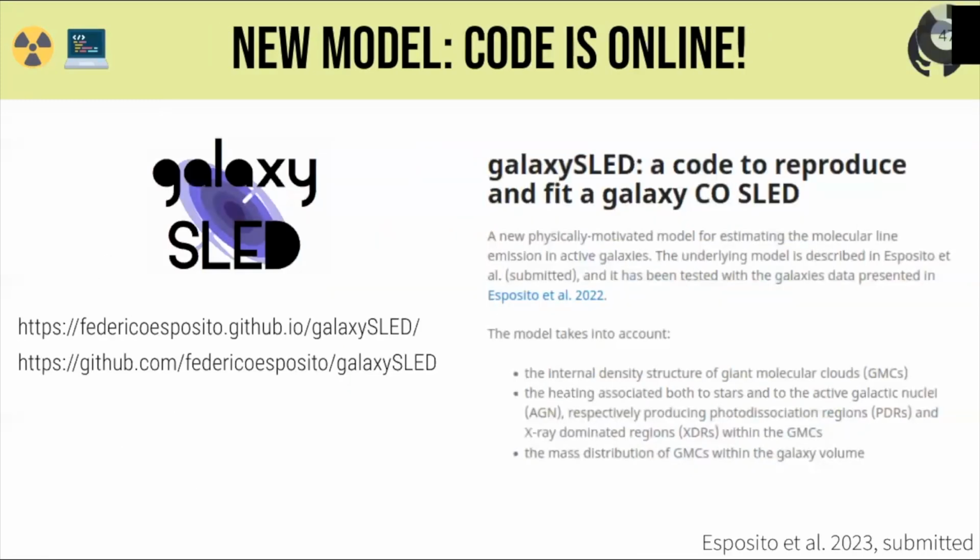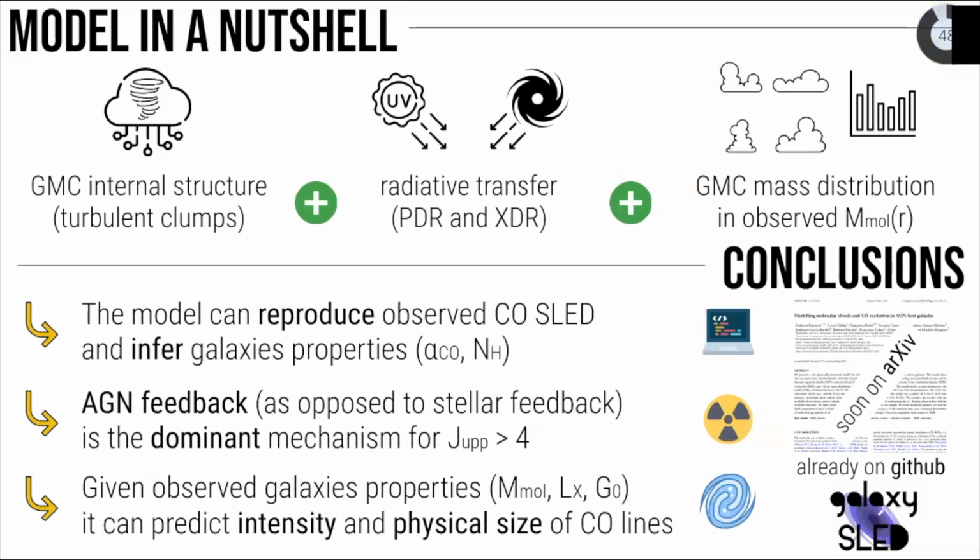And this model is already available online. We call it Galaxy SLED. You can find it on GitHub. You can download it. There is a Jupyter notebook that shows you how it works. And hopefully the paper will soon be available on the arXiv. And so these are my conclusions.